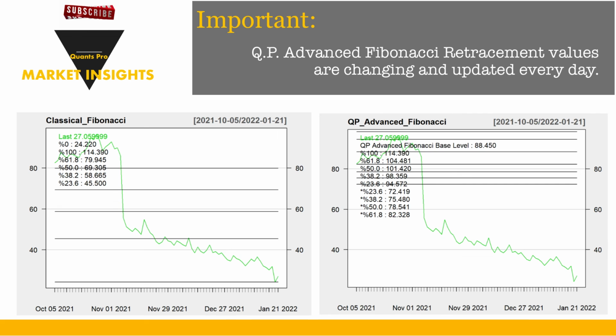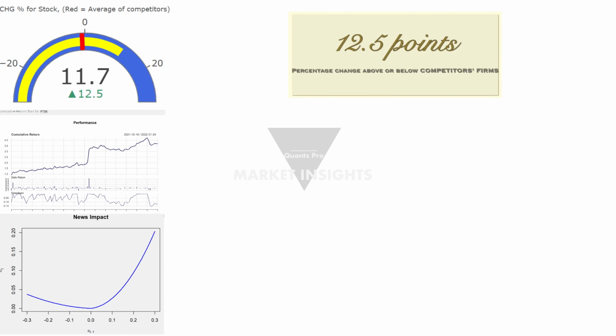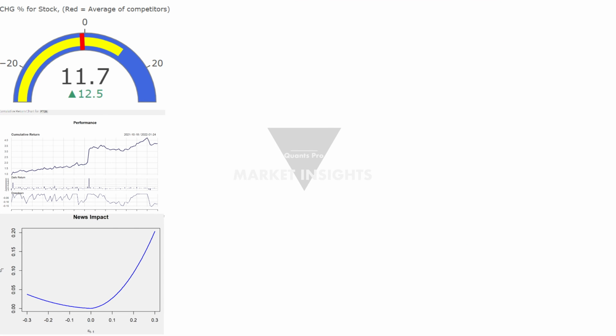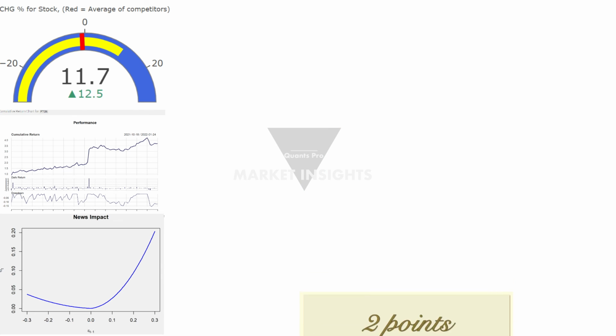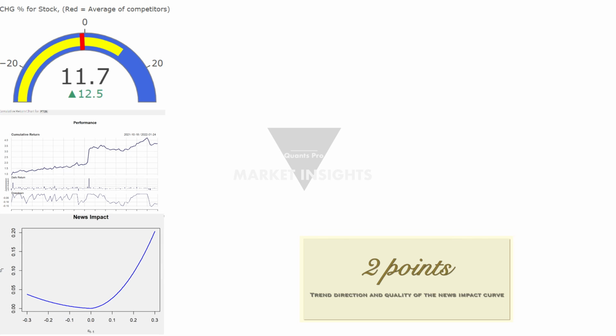Now let's examine the difference between the classic Fibonacci and Quants Pro Advanced Fibonacci Analytics from the charts. It can be easily understood that the QP Advanced Fibonacci retracement can better detect significant price breaks. In order to create a clearer index in the investor's mind, Quants Pro offers you a hybrid index. This index consists of cumulative return performance, proportional change to competitor returns, and news impact analysis.